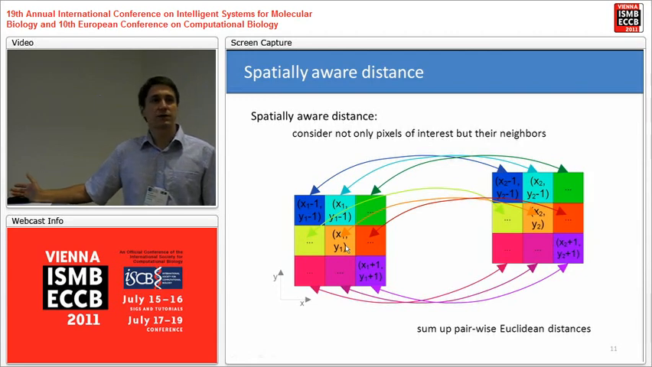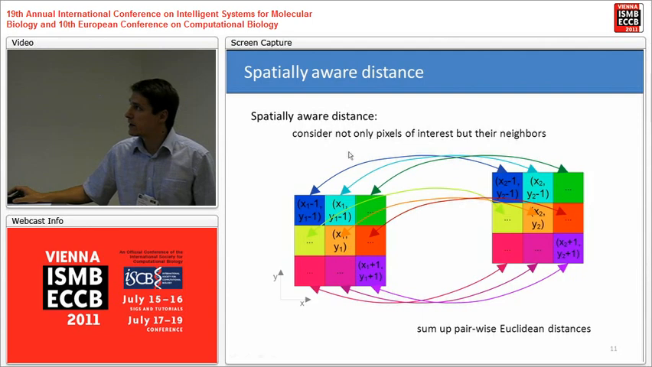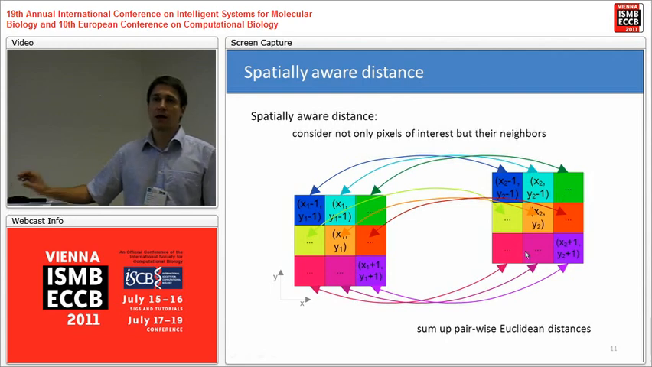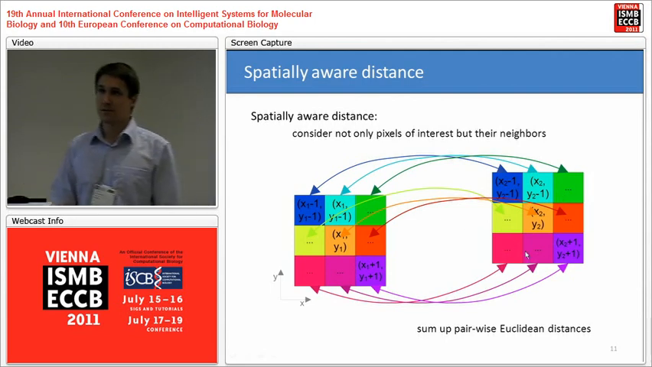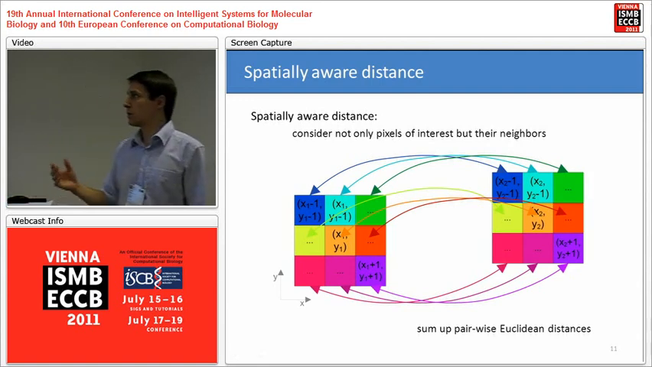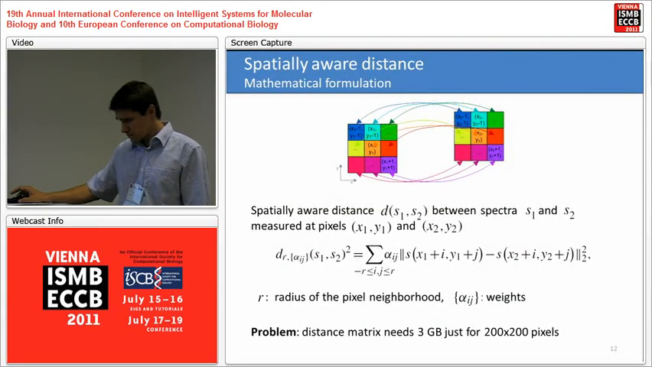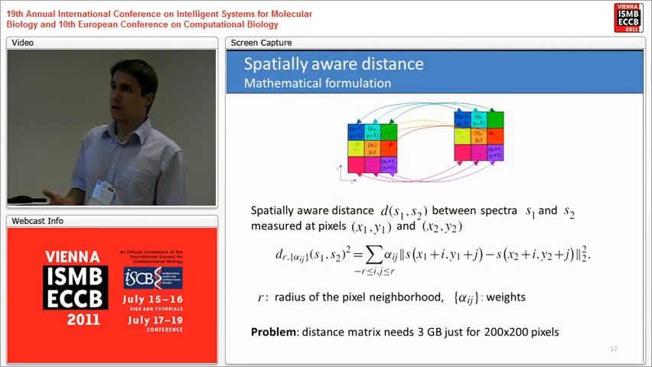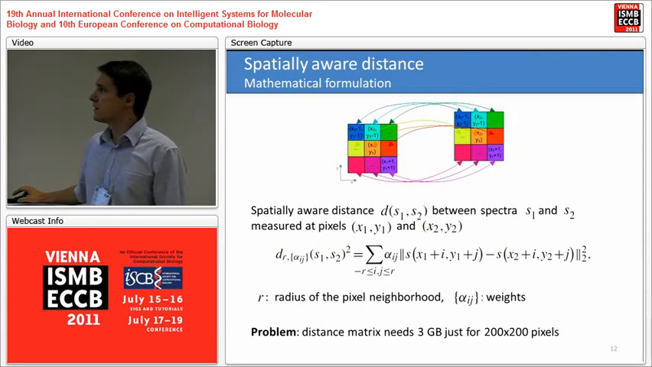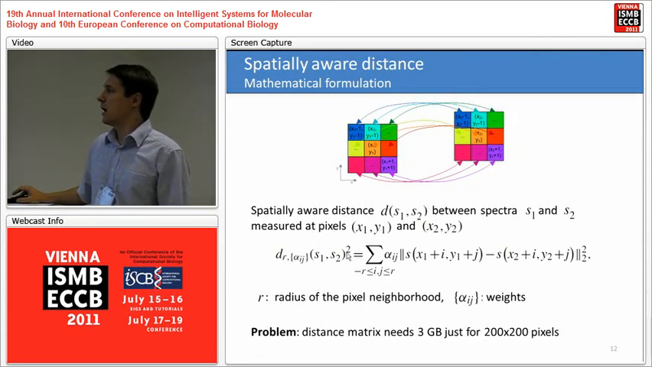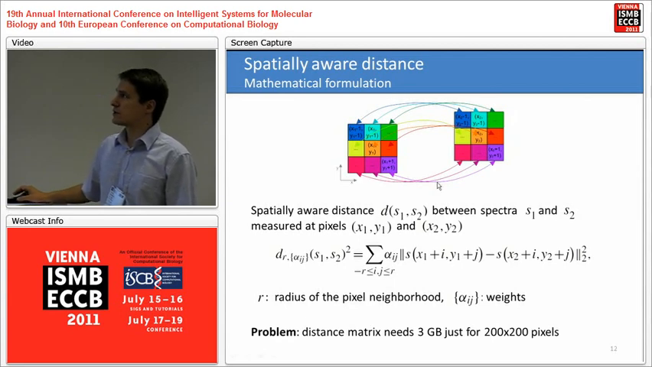So, for example, we can do this in the following way. We can calculate the pairwise distance between these 2 blue pixels, these 2 light blue pixels, these 2 green, and so on. And then, for example, we can sum the distances up. This is just one approach, but we'll follow it. And how can we formulate it mathematically? It leads to a fairly simple distance, which is expressed like this. And this is nothing but a formulation of this idea.